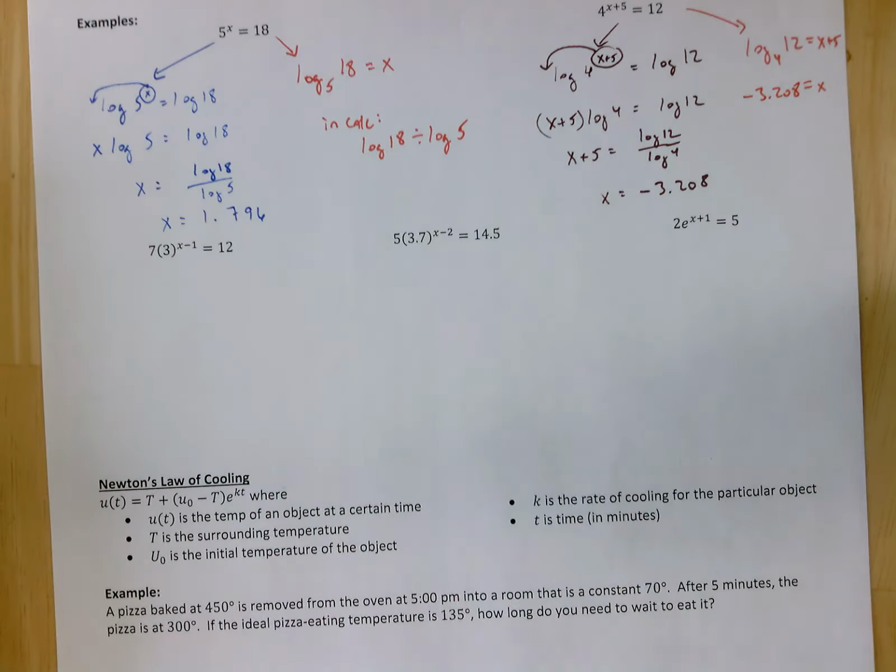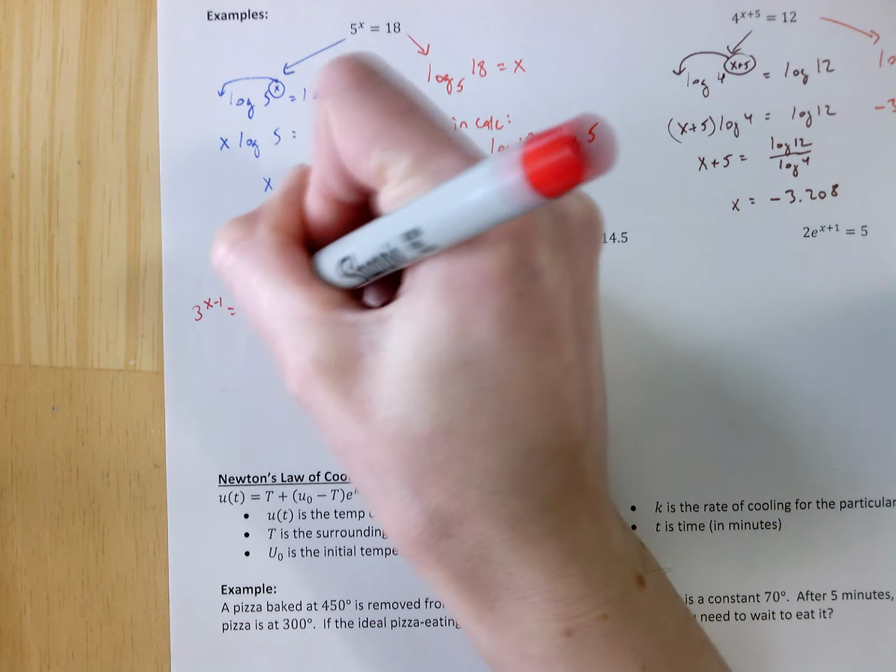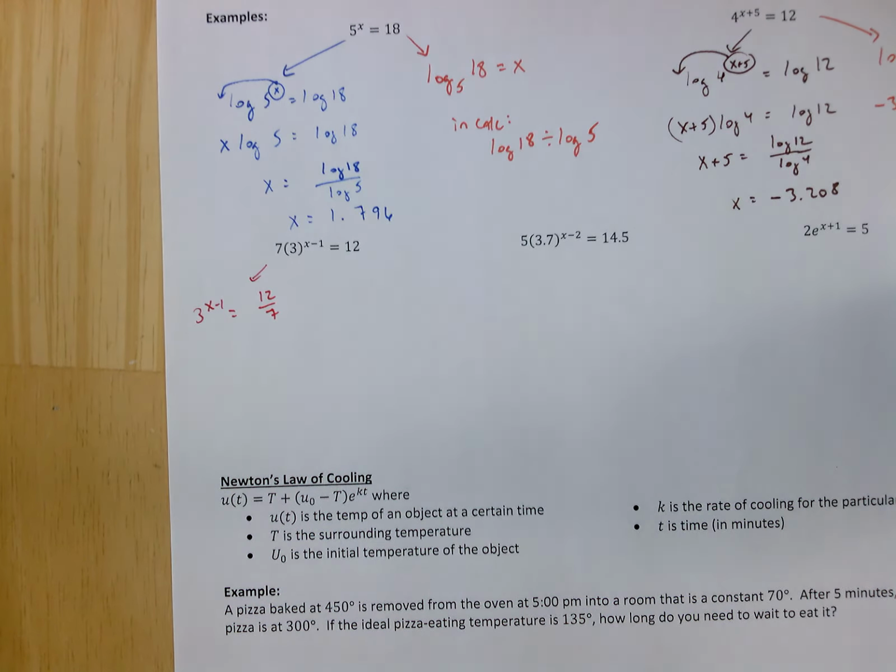Okay, next one down here. We have to start by isolating our exponent. So I'm going to start by dividing by 7. And for right now, I'm going to leave that as 12 over 7. I don't want to get a decimal there because then I'm going to have to round it, and you want to avoid rounding for as long as you can.